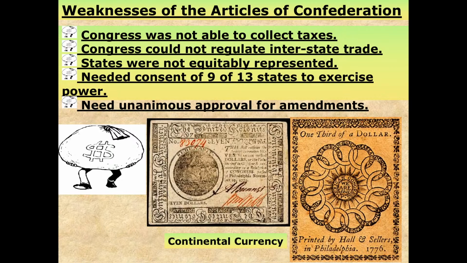Because check out these problems here. Congress doesn't have the power to collect taxes. Tax revenue is essential to running a country because that's how we get our money to pay for various programs and to just conduct government business. So if we're not pulling that money in, we are broke. And we were extremely broke during the Revolution because of this.